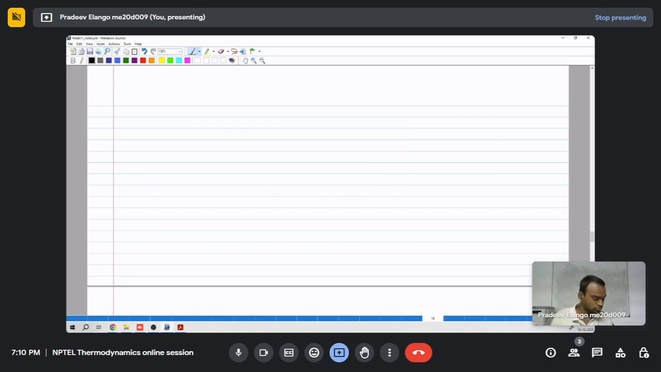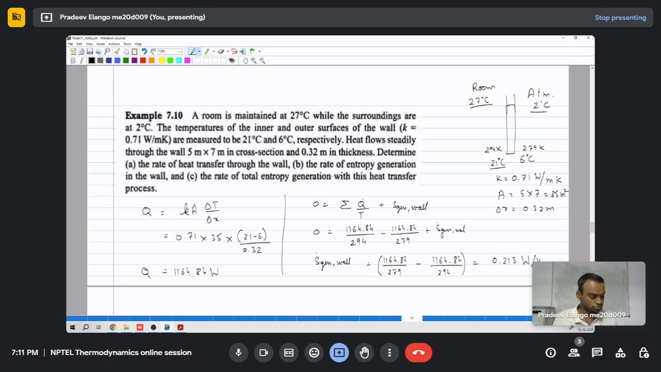Sir, in the problem, we are not taking the minus sign in Fourier's law, sir. Yeah, I am just taking the magnitude of the heat transfer. If you want to find the direction in which the heat is transferred, it will be different from the direction of the gradient. As far as Q is concerned, we are only asked to find the rate of heat transfer. Right? Okay, sir.